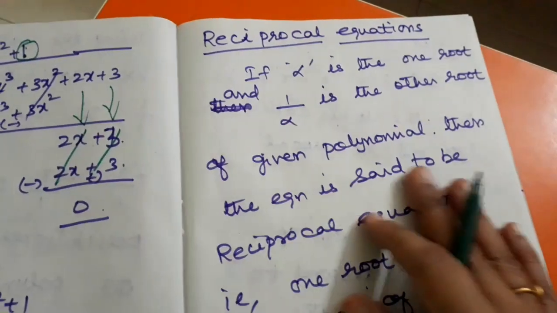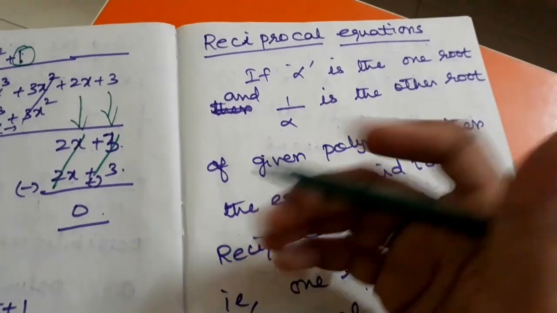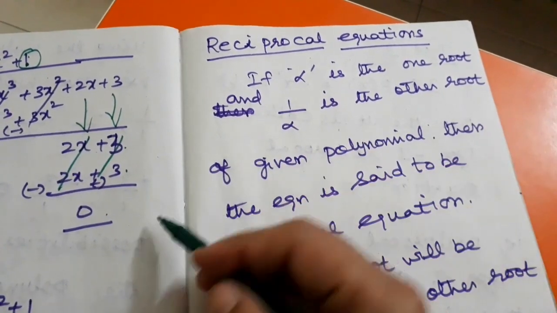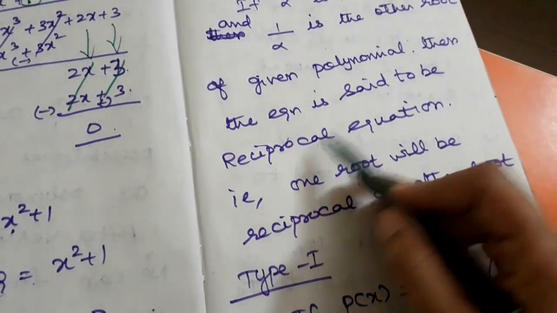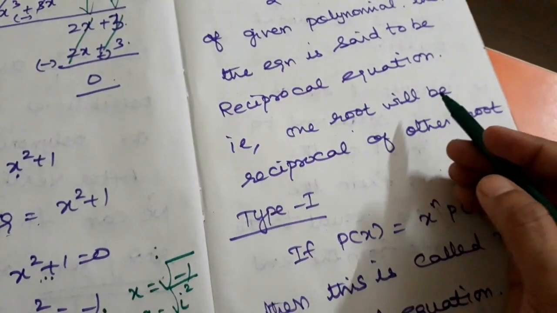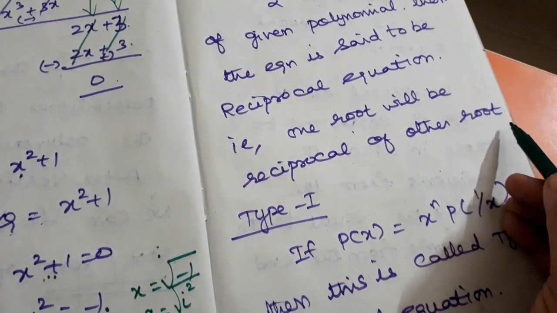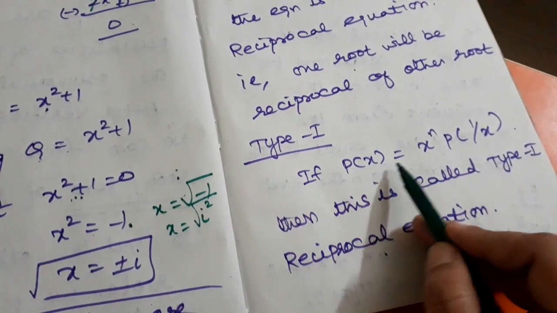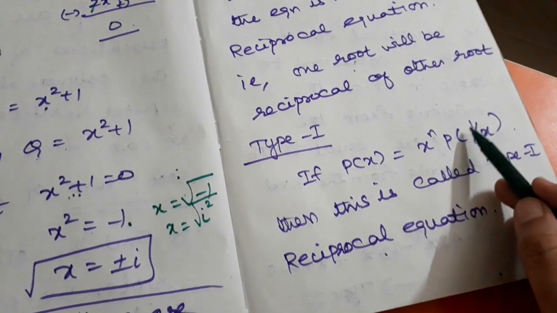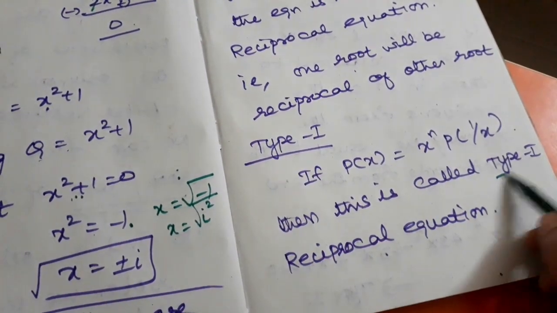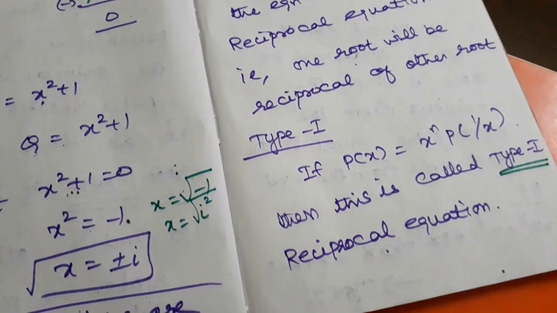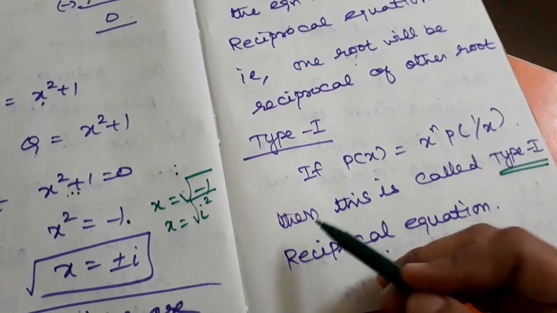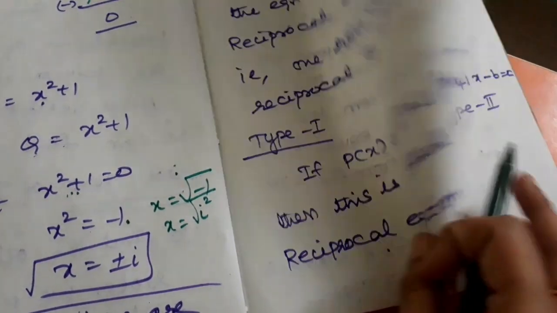Then we are going to discuss reciprocal equations. If alpha is one root and 1 by alpha is another root, the equation is said to be a reciprocal equation. That is, one root will be the reciprocal of the other root. Here we have two types of reciprocal equation. If p of x is equal to x power n into p of 1 by x, then it is called a type 1 reciprocal equation.